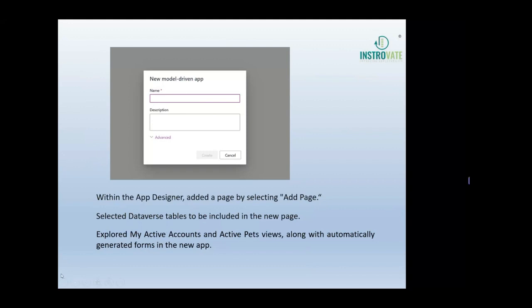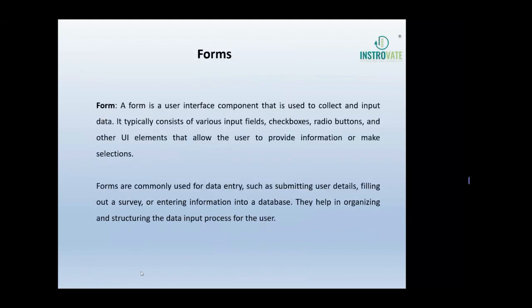So this is the example I have explained. I created a model-driven app named Pet Grooming, and when I navigated to the app designer, I added a page by selecting the Add page option, and from there I selected the database table, which I included in the new page. Now I can explore the active accounts and active pets views along with automatically generated forms in the new app.